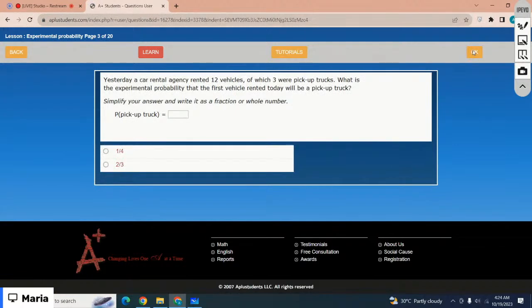Yesterday, a car rental agency rented 12 vehicles, of which 3 were pickup trucks. What is the experimental probability that the first vehicle rented today will be a pickup truck? So, which is the correct option? That would be 3 out of 12 and 1 out of 4. The correct option is 1 out of 4.